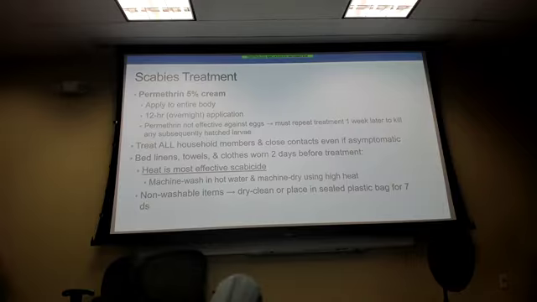You do that to the entire body, but it is not effective with eggs. So you can do that all you want, and if you don't do that second treatment, it will come right back. So that second treatment is absolutely key for both the patient and everyone in the house.